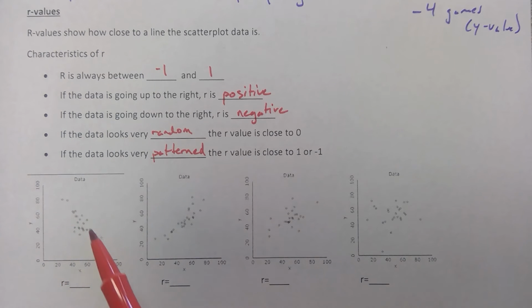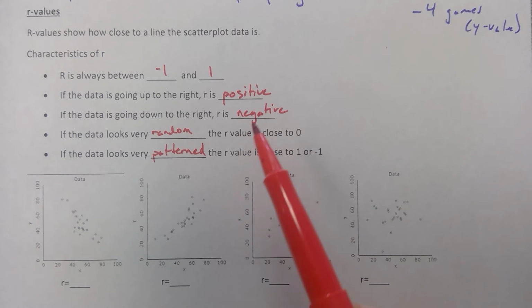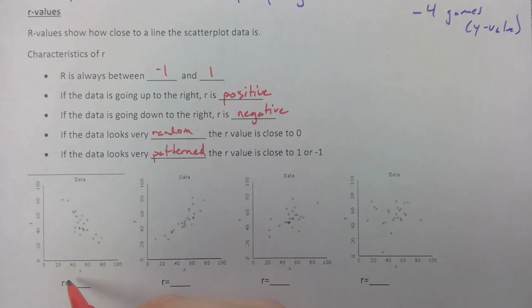All right, so we look at this scatter plot here. We have a lot of dots that are pretty close to a line. We can tell it's going down to the right, so we got to make sure that we're thinking, okay, R is negative. I'm going to put a negative here. It's pretty close to a line. I'm going to say maybe 0.9. Okay, if it was a perfect line, it would be -1. But since it's not a perfect line, it's pretty close to a line, maybe -0.9.